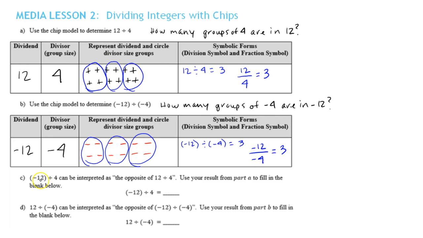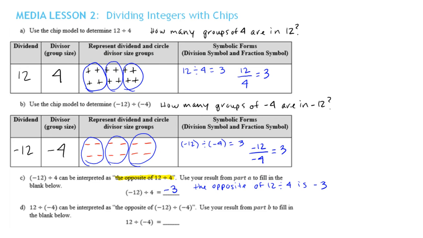We're going to think of negative 12 divided by 4 as the opposite of 12 divided by 4. Use your result from part A to fill in the blank below. Well, if 12 divided by 4 is 3, the opposite of 12 divided by 4 is negative 3, the opposite of 3. So our result is negative 3.